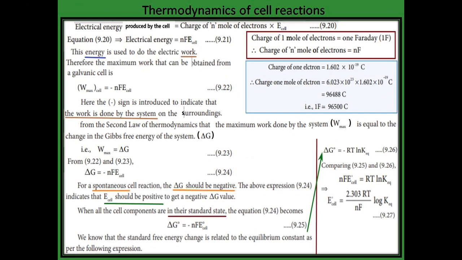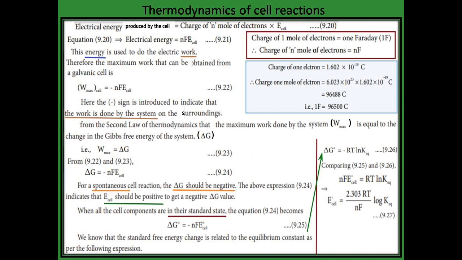In this slide, we are going to learn the thermodynamics of cell reaction. The electrical energy produced by the cell we can calculate from the formula: the charge of n moles of electrons into E cell. The charge of 1 mole of electrons is 1 Faraday. Then the charge of n moles of electrons is n into F. So instead of the charge of n moles of electrons, you put nF. We get the equation for the electrical energy as nF E cell.